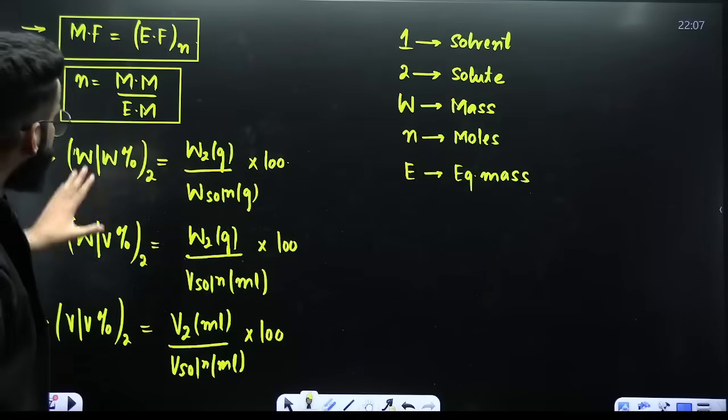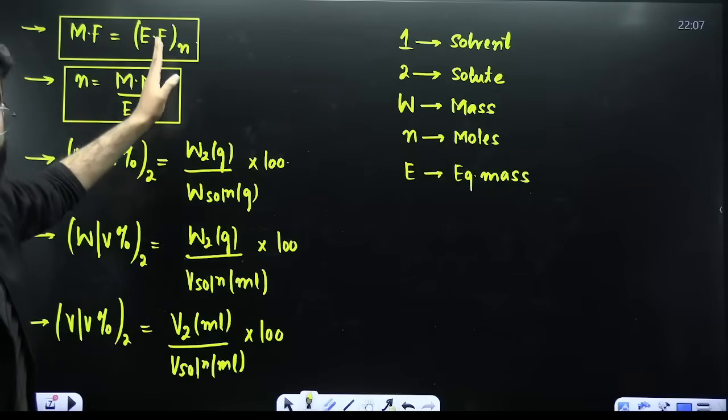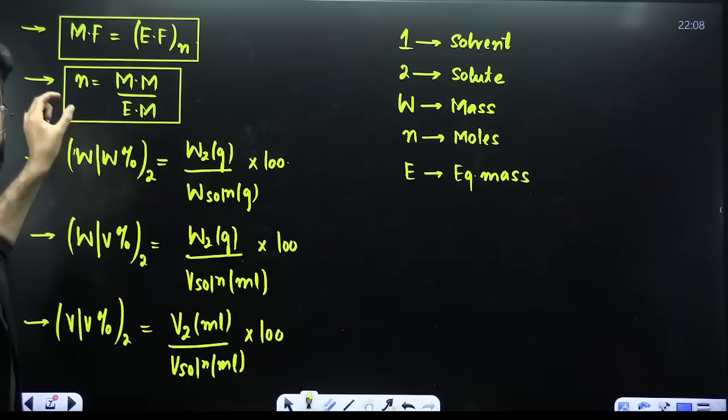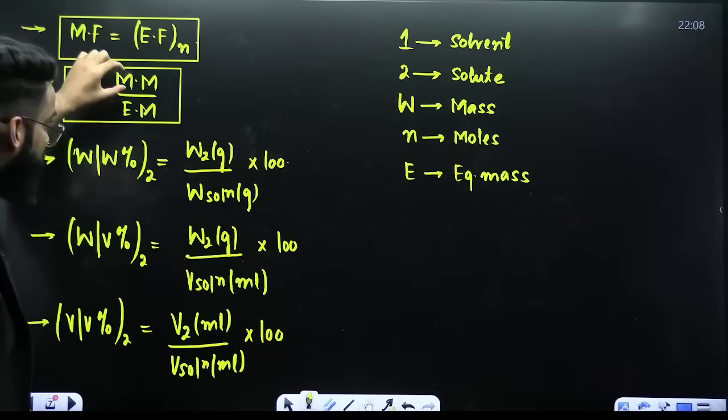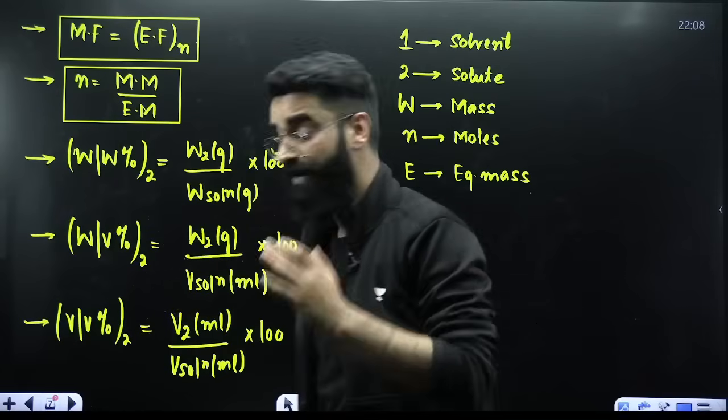Moving ahead, molecular formula and empirical formula. This is the result: molecular formula is equal to empirical formula multiplied by n. What is n? n does not represent here the moles. n represents the ratio of molecular mass of the substance to that of empirical mass of the substance, right?